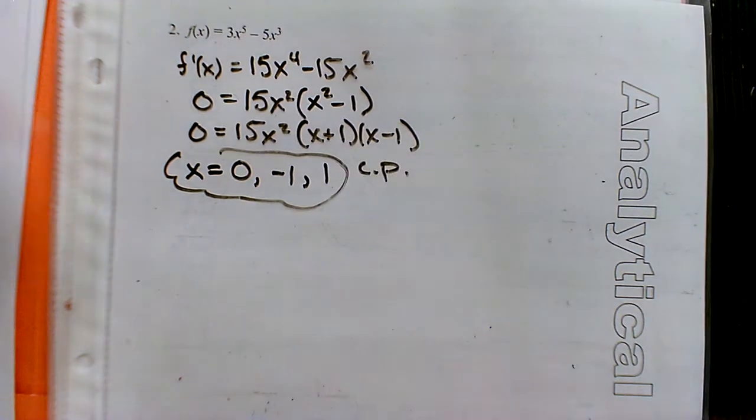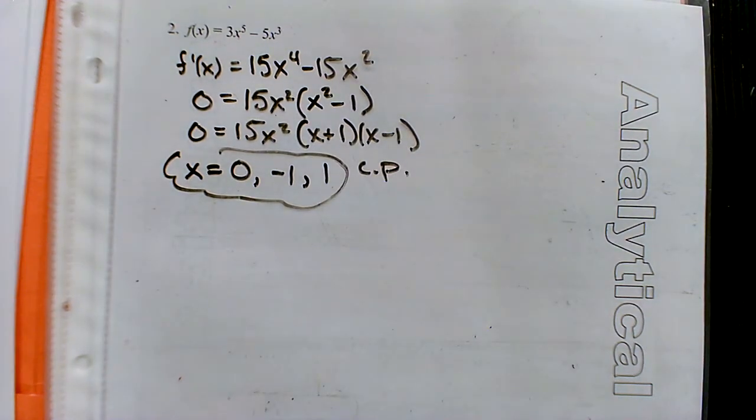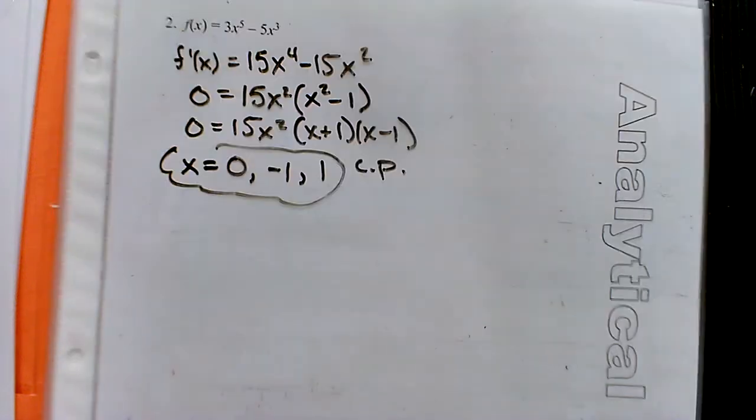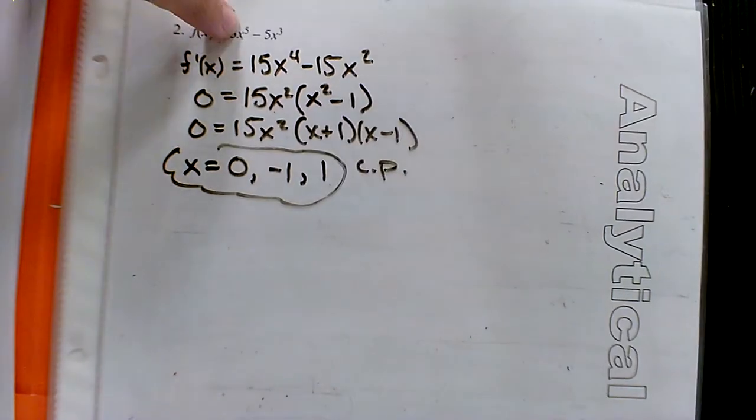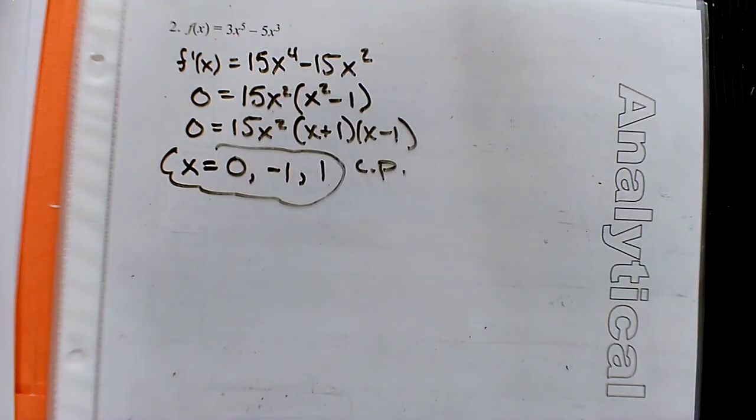Okay, those are the critical points. Those are possible locations of a max or a min. We're not sure which one is what just yet because we have to do that chart, but these are potential locations. Okay? So let's think about this. X to the 5th, a quintic, we'll say, graph.